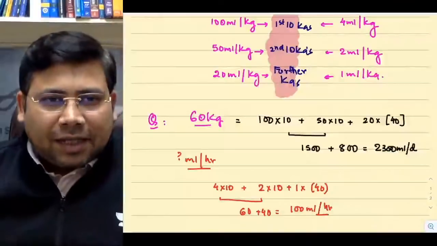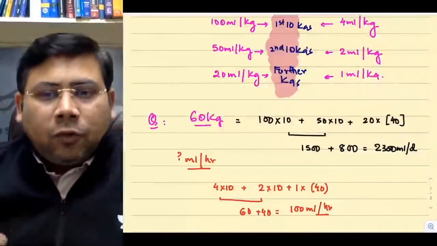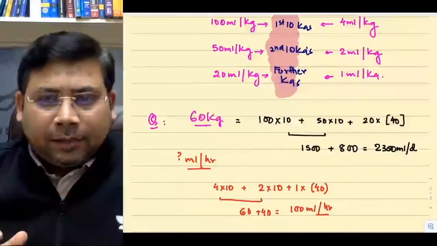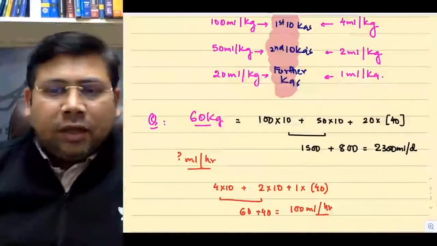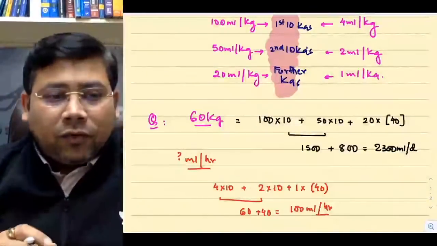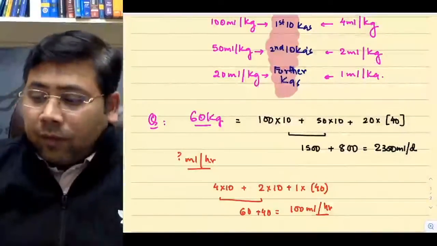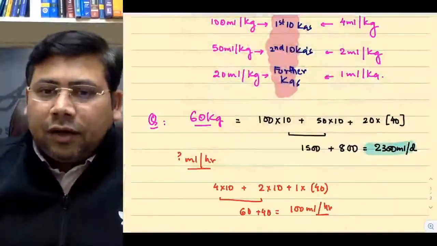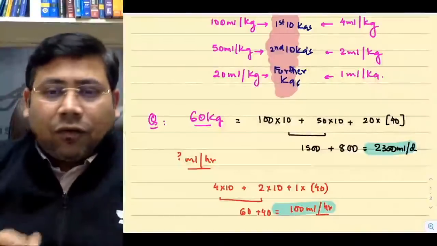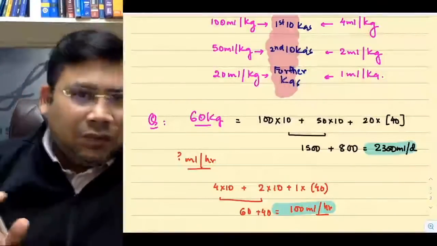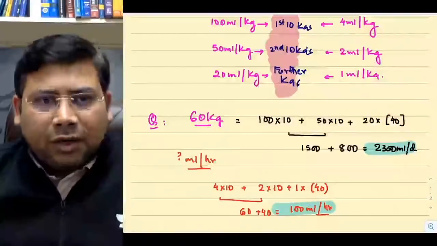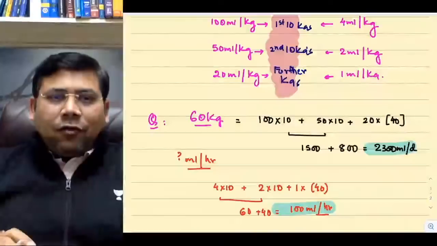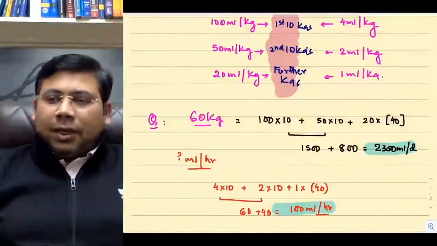Students, if you multiply this 100 ml per hour by 24, you will get the volume requirement in ml per day. If you multiply 100 by 24, you will get 2400. And here you are getting a volume of 2300. So why this difference of 100 ml? Nothing will go wrong if you infuse 100 or 200 ml extra fluid in the patient's body. But if you forget the formula, things will be problematic.